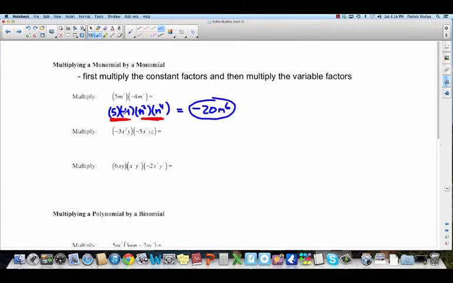Now you probably don't need to write this all out, do you? You could just look and say, okay, I'm going to multiply 5 times negative 4, which is negative 20. M squared times m to the 4th is m to the 6th, like that. But I'll keep doing it like this, just so we're crystal clear.